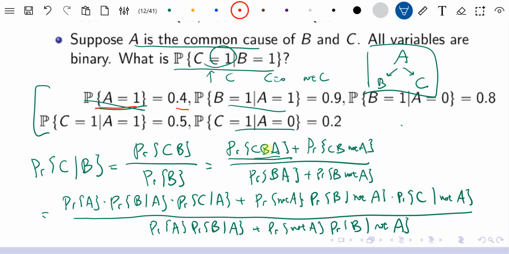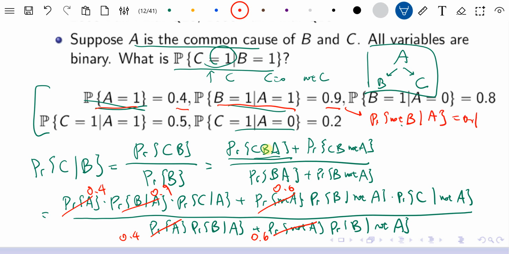So A is just this, 0.4, and not A is 0.6. So this is 0.4, this is 0.6. And next, B given A is directly this, so it's 0.9, 0.9. B given not A is not the same as 1 minus this. 1 minus this is B is 0, not B given A. Let me actually write it down. Probability of not B given A is 0.1, which in the original notation is B is 0 given A is 1 is 0.1.